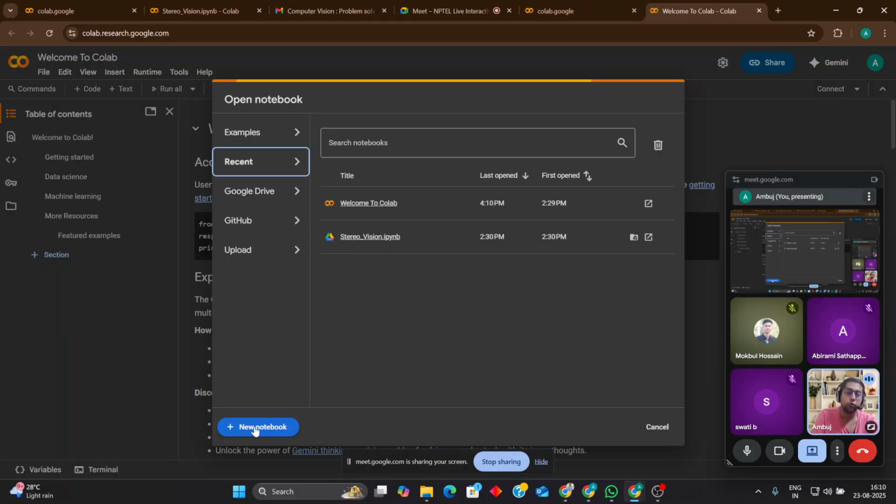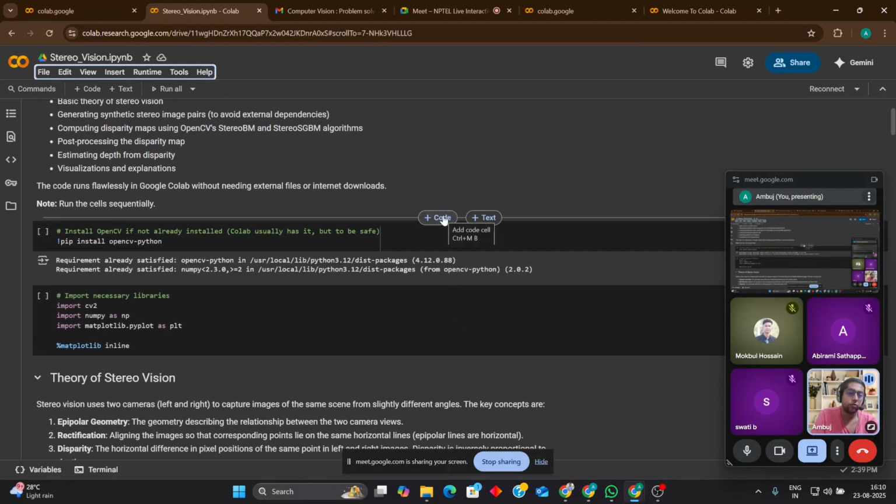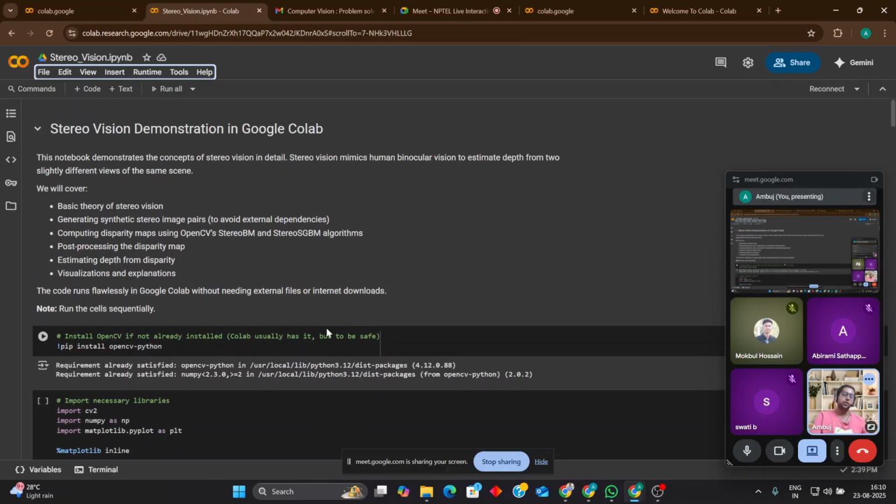After new notebook, this type of interface will appear to you, where you can write down the code using this plus code button. You have to press this, and certain lines will be created inside which you can write down the code. This is how you can create a notebook in Google Colab, as well as write down the code.